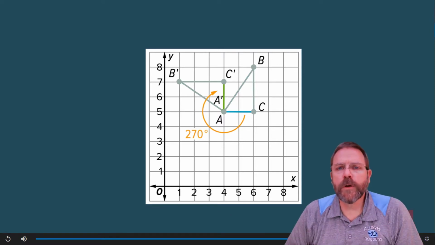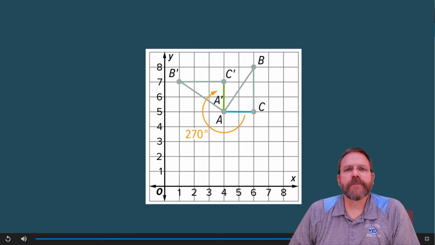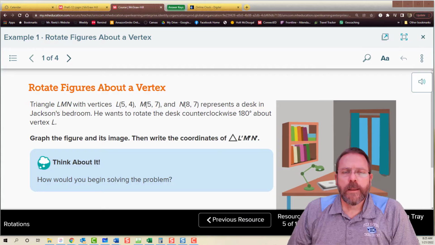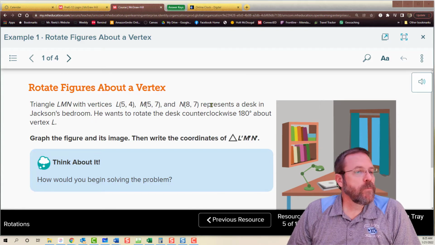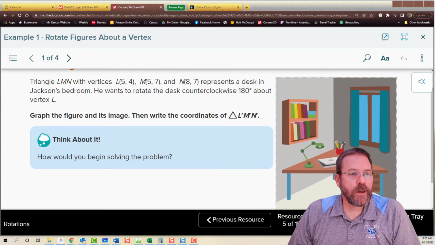Well, that does a pretty good introduction of the concept of rotations. Let's see what else they have coming up. Example 1 talks about triangle LMN, and it gives you the vertices of each one, the locations on the coordinate plane that each one of these vertices is located. And it represents a desk in Jackson's bedroom. And you can see here that Jackson has a triangular shaped desk in his bedroom. He wants to rotate the desk counterclockwise 180 degrees about vertex L. Now it says graph the figure and its image.